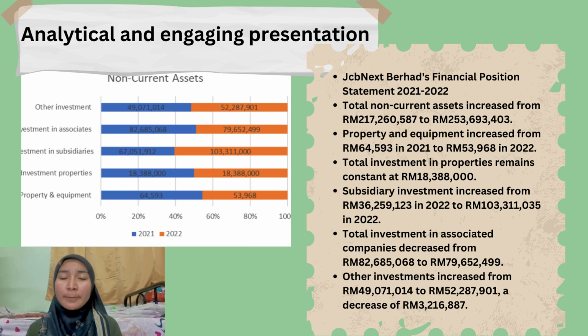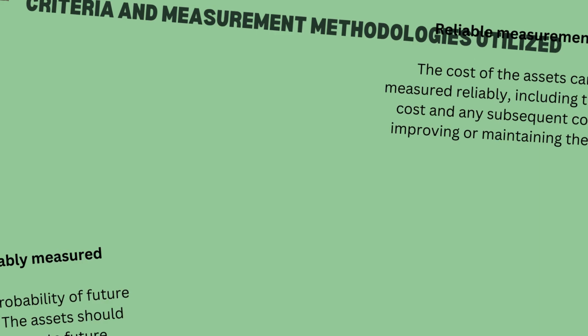After that, the subsidiaries investment increased from 36,259,123 in 2021 to 103,311,035 in 2022. Investment in associated companies decreased from 82,685,068 to 79,652,499. And the last one is other investment that increased from 49,071,040 to 52,287,901, an increase of 3,216,887 ringgit.